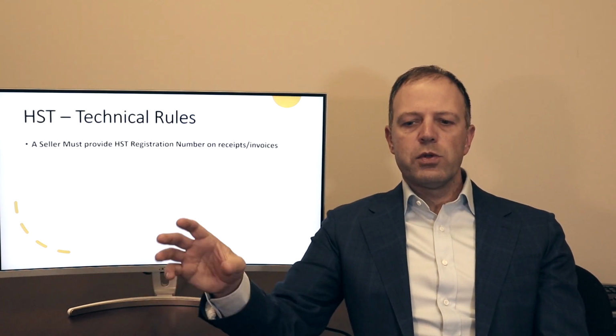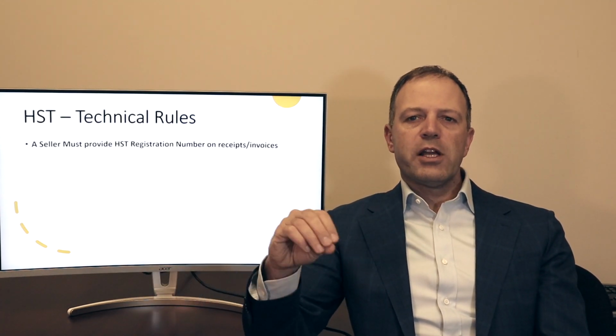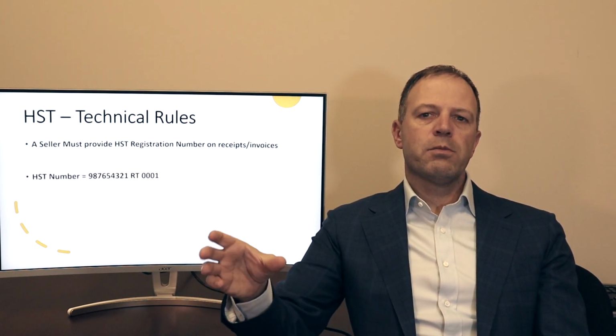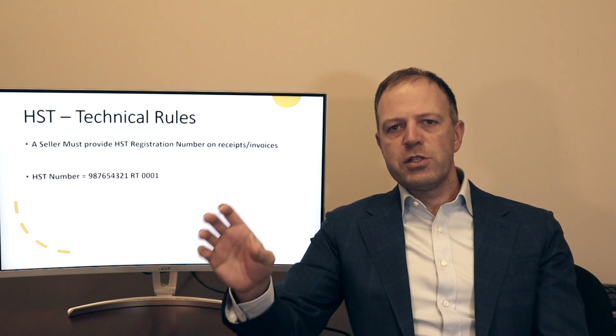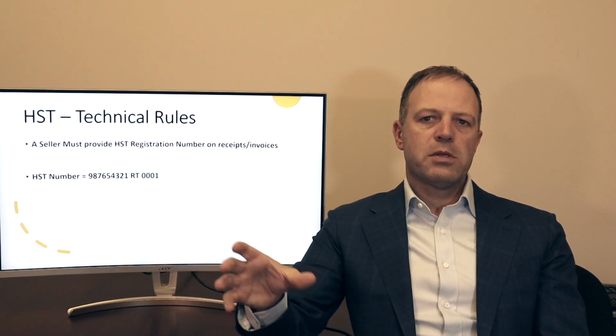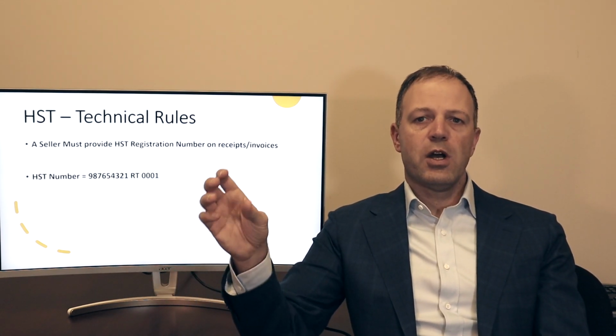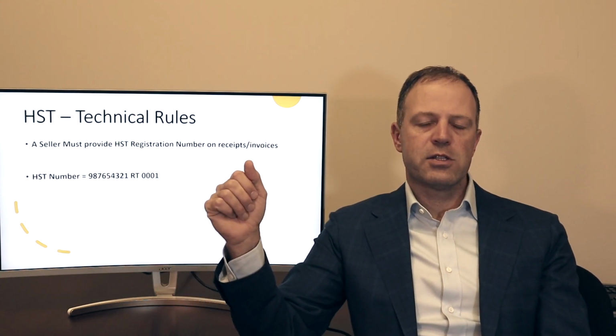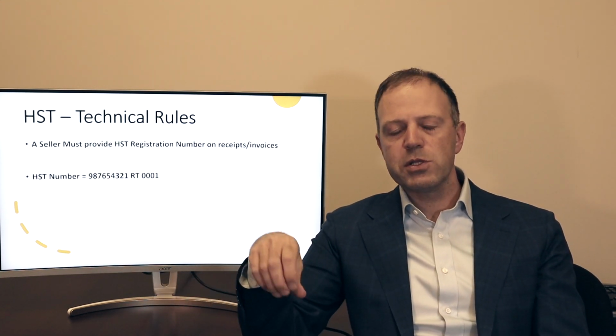Let's continue with the rules. Upon collection of the HST, a seller must provide you with their HST number. And the HST number, just as any other business number, will consist of 9 digits, RT, which is the HST group. And remember, you can watch my video, the link is in the description, about business numbers specifically.